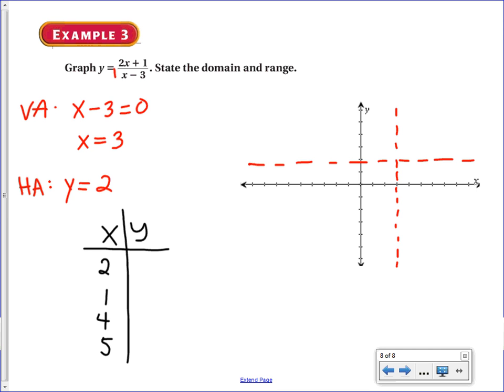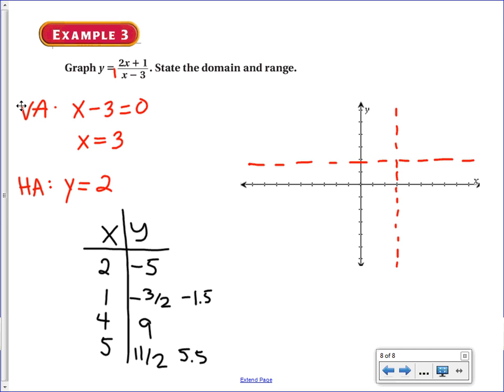It's up to you. All right, 2 times 2 plus 1 is 5, over negative 1 is negative 5. 2 times 1 is 2, plus 1 is 3, over negative 2, which doesn't simplify nicely, so there we have it. 2 times 4 is 8, plus 1 is 9, over 1, all right? And 2 times 5 is 10, plus 1 is 11, 11 over 2. That doesn't simplify either, so we'll leave it like that. This is about 5.5. And this one's about negative 1.5, right? If you're using decimals, that's what you'll have on your table.